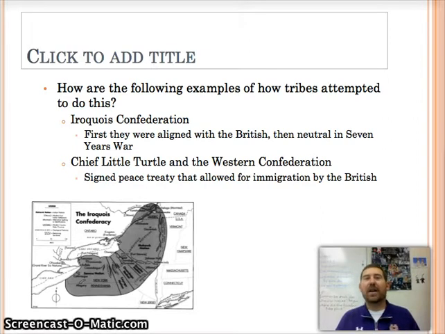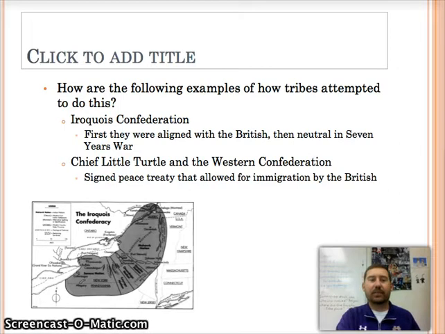So as you look at the change over time, they were aligned with the British, went neutral, and were completely against them, depending on what time we're talking about. Another example of this is Chief Little Turtle in the Western Confederation, who signed a peace treaty with the British that allowed for steady immigration by the British. And the reason that they did this was to keep themselves from getting overrun with British settlers. They were looking for a way to kind of control how many people came in and at what pace that they did.